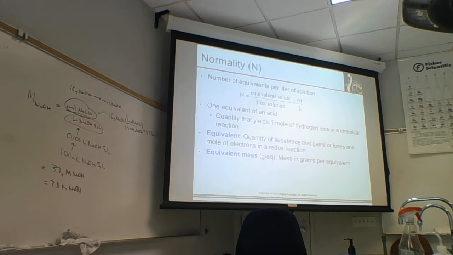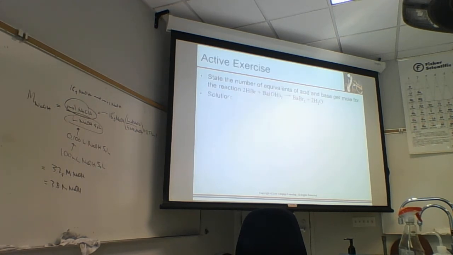Normality is even rarer. You'd be hard pressed to find somebody who uses normality, unless they work in an analytical chemistry lab. If you work in analytical chemistry, then normality is kind of convenient. It just shortens the stoichiometry a little bit. Maybe. So skip normality.